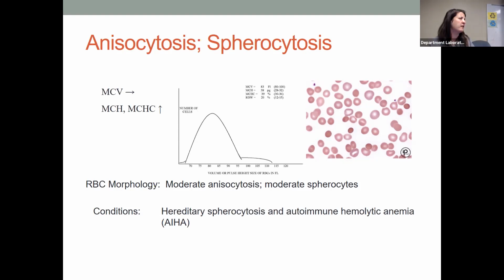This actually looks exactly the same in autoimmune hemolytic anemia, where there might be an antibody attached to those red cells, causing them to form spherocytes. They look exactly the same in their CBC parameters and on the peripheral smear, hereditary spherocytosis and autoimmune hemolytic anemia.